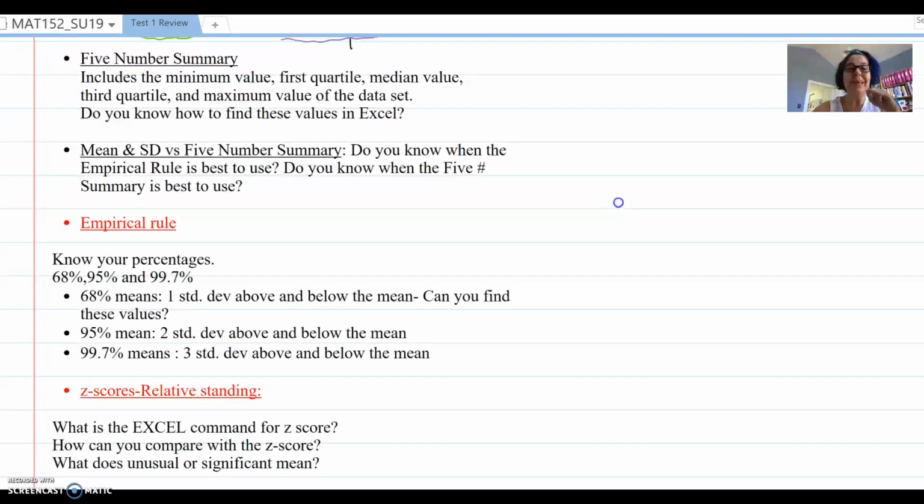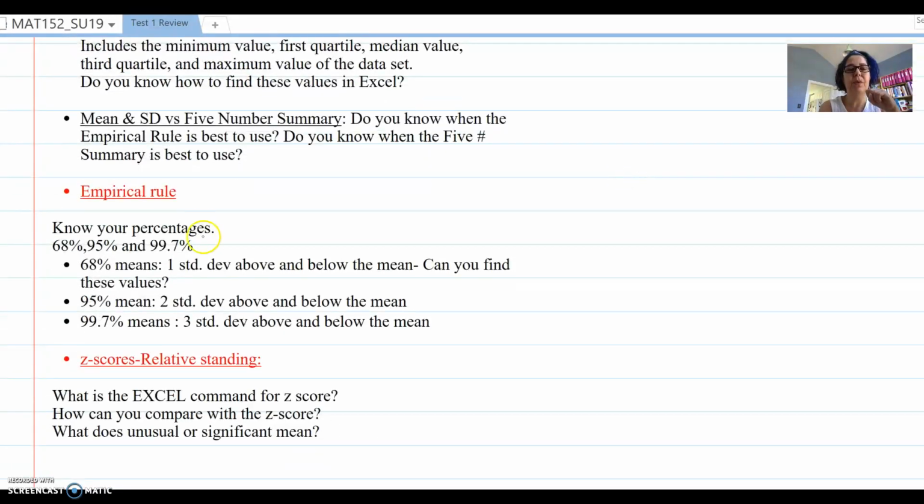Right? So what is empirical rule? What are those percentages? And how do you know the percentages on the x-axis, lower limit and upper limit of those percentages? For instance, 68% means that you are 1 standard deviation above and 1 standard deviation below the mean. 95% means that you are 2 standard deviations above and below the mean, and then so on and so forth.